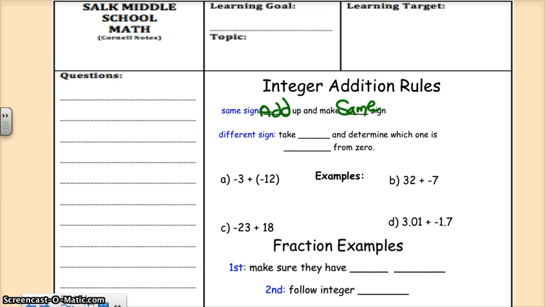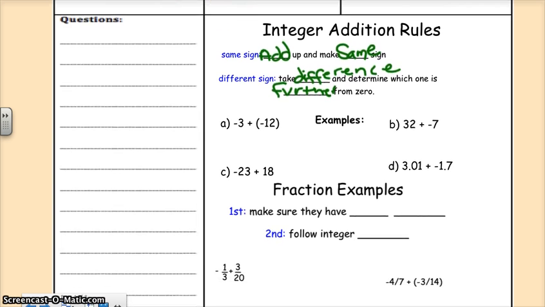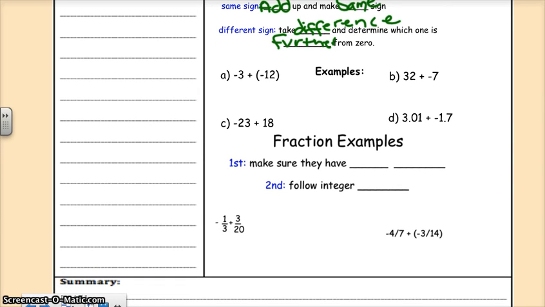If they're different signs, you're going to want to take the difference and determine which one is further from 0. And you will see that in action. It's hard to explain that with words. You'll see it as I go through these examples.